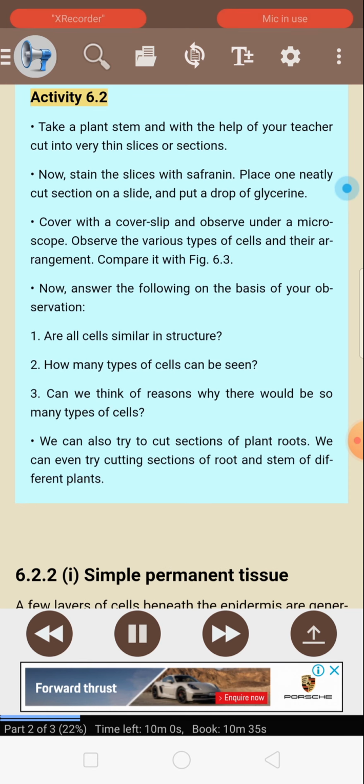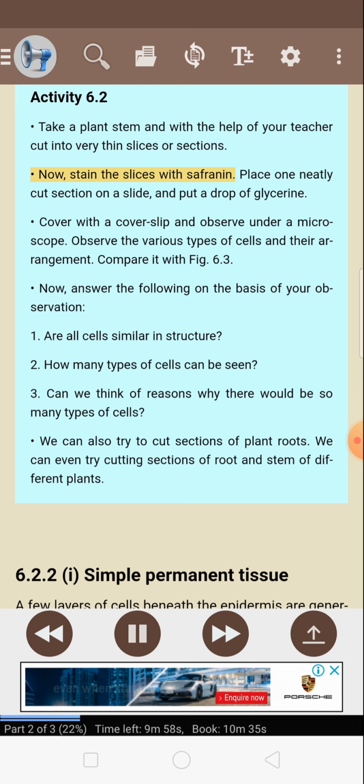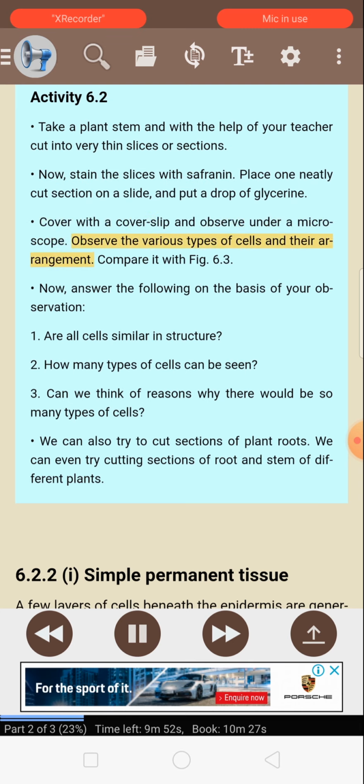Activity 6.2. Take a plant stem and with the help of your teacher cut into very thin slices or sections. Now, stain the slices with saffron. Place one neatly cut section on a slide and put a drop of glycerine. Cover with a cover slip and observe under a microscope. Observe the various types of cells and their arrangement.